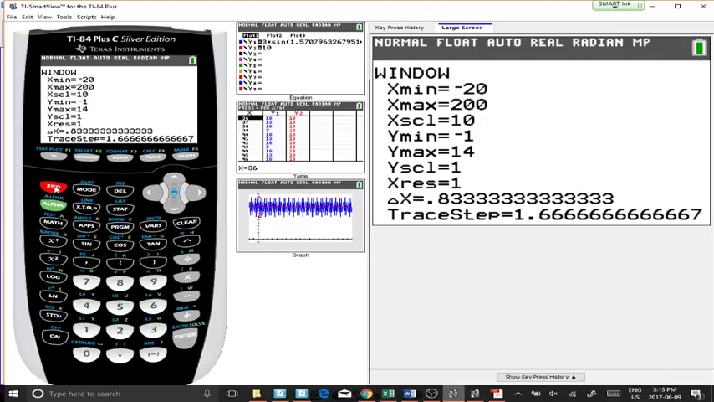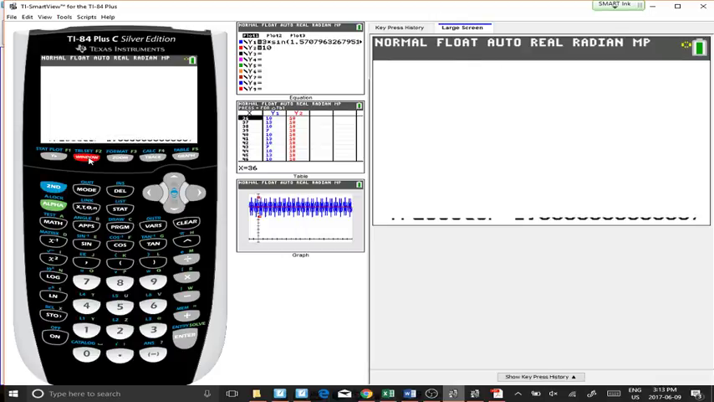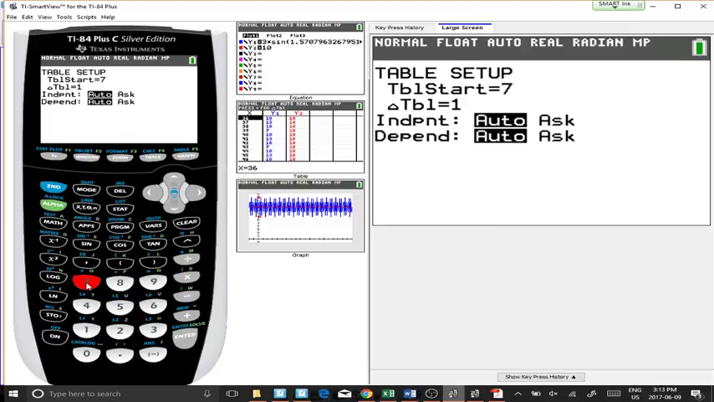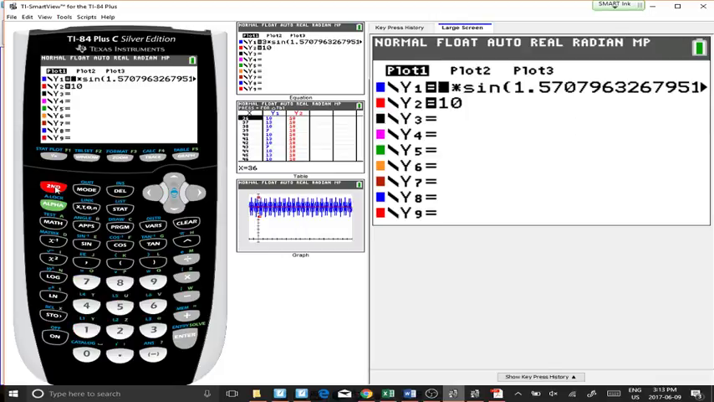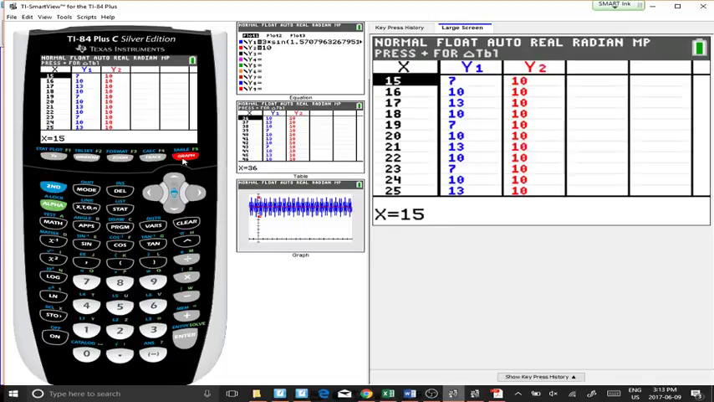Let's go second table set. X equals 7, or rather, sorry, 15. And go second table. What do you get? 7. So the height at 15 seconds is 7.